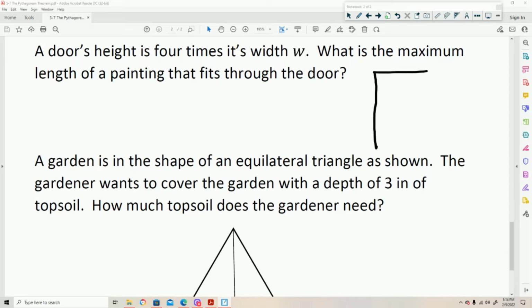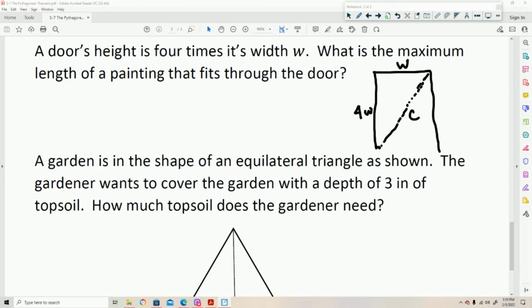So let's draw our little door here. The painting is going to go in this way. I'll do a little bit of a dashed line. You carry it in at an angle. The width of the door is W. The height of the door is 4 times its width, so it's 4W. So we're finding C.